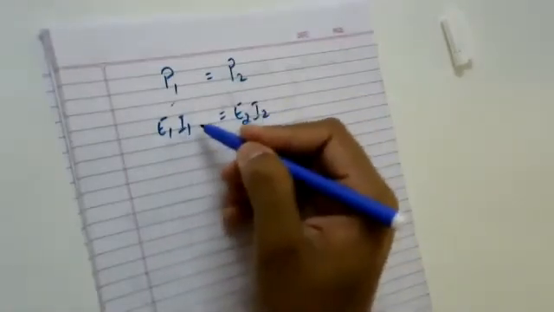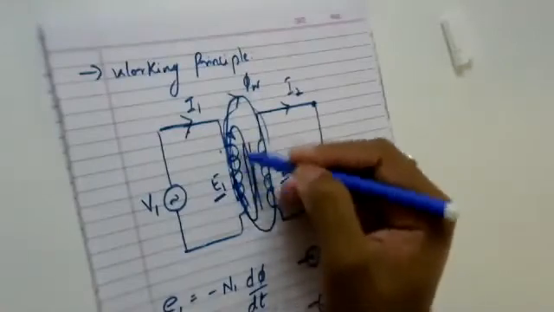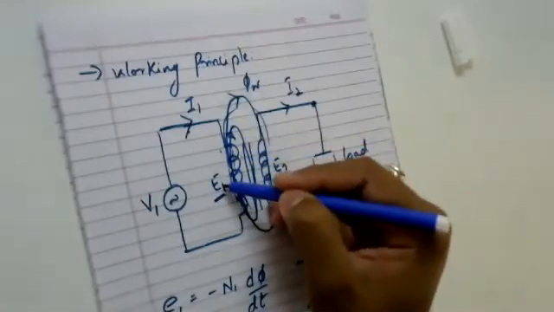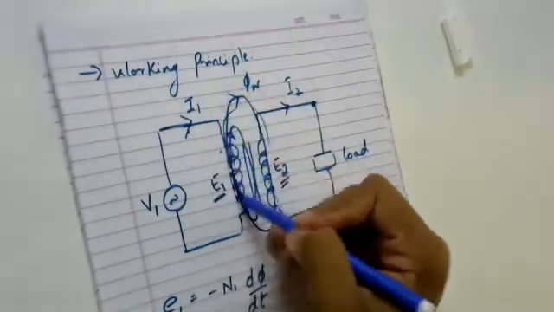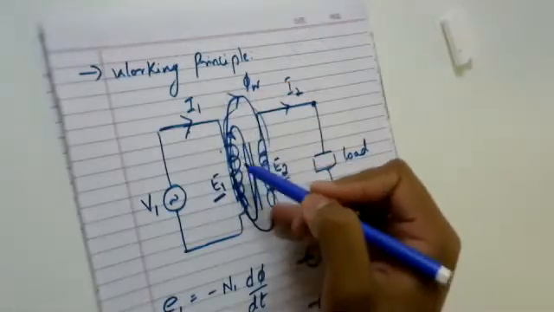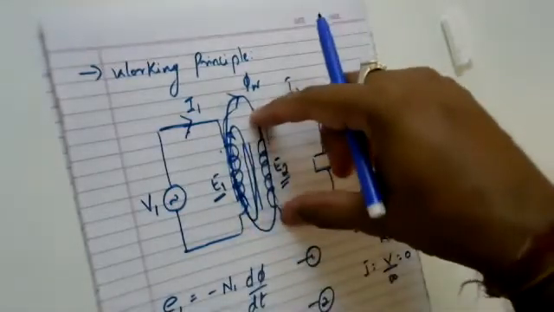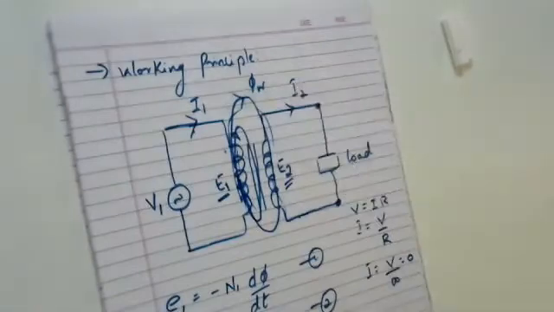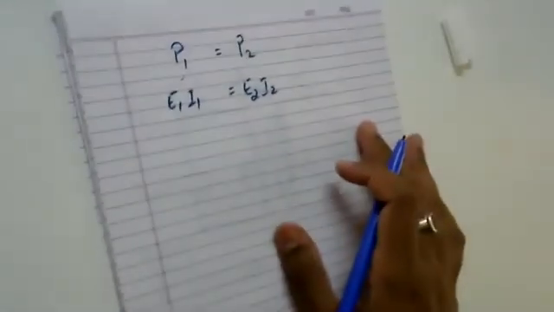What is E1 into I1? E1 into I1 is the power input to the primary winding: E1, the voltage across the winding, into the value of current which is going to flow through the winding. So this is the power input to the primary winding. This should be equal to the power output from the secondary winding, which is given by E2 into I2. So E1 I1 is equal to E2 into I2.